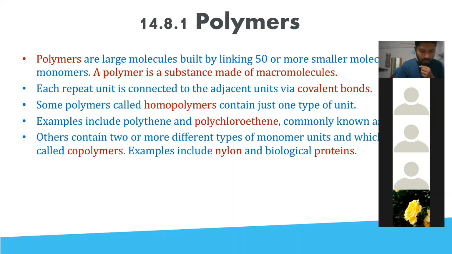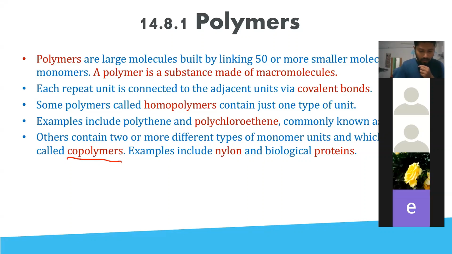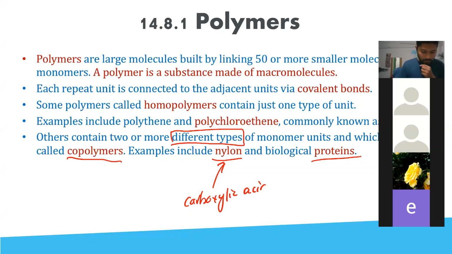Other type is called copolymers, which means the monomers have different types. So for the monomers, different types of monomers are used. For example, nylon, terylene, and proteins, some biological natural polymers. So nylon is actually made from carboxylic acid plus something called an amine. So it is two different types of monomer.